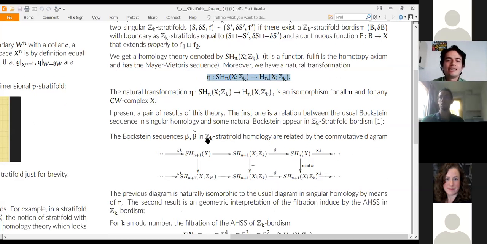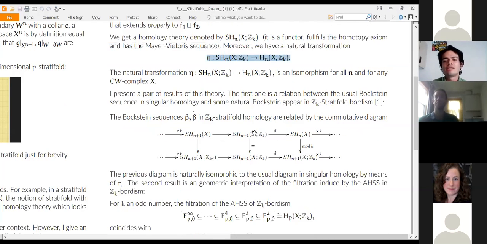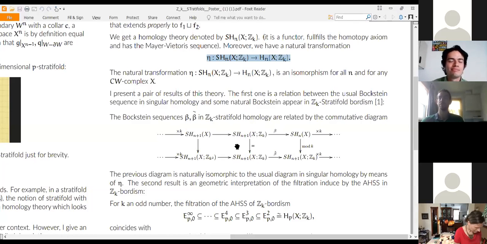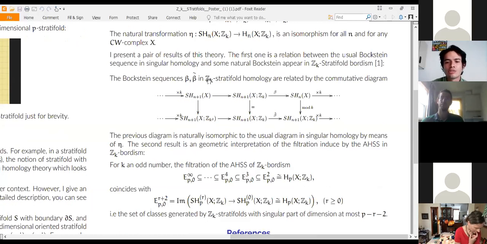The idea is that in this theory, in addition, we can recover the notion of some Bockstein sequence. In this theory, you can see the usual Bockstein sequence, and we have this commutative diagram in this theory. This diagram is naturally isomorphic to the usual diagram in singular homology by means of this natural transformation.